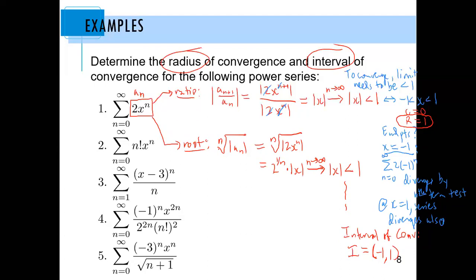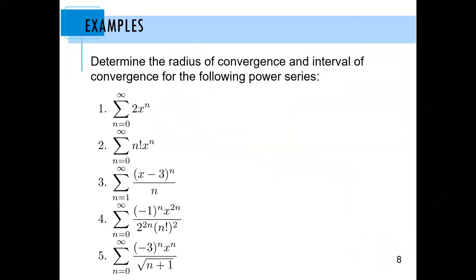Let me clear this. I'll write our conclusions up here. The radius of convergence for this guy was 1. What was the interval of convergence? It was -1 to 1. So that means I'm allowed to plug in anything strictly between -1 and 1, and I will have a converging series. All right, what do you guys want to try on this next one?